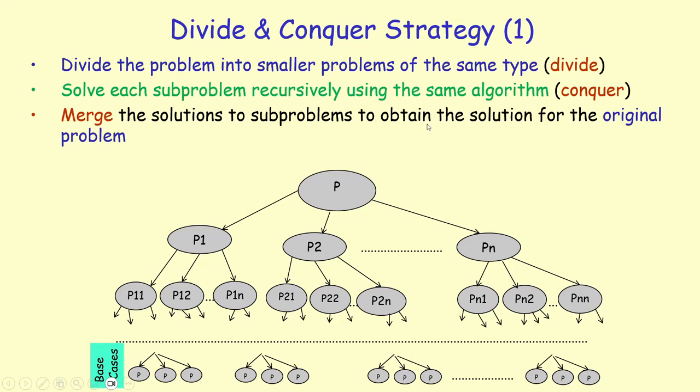As we divide these problems further and further, eventually we are going to reach a point where the problem is so small that we don't have to divide it any further. The solution is obvious. These are called base cases or stopping conditions. Now that we have the solution to these tiny subproblems, the merge part starts. So we have conquered all the solutions to these subproblems.